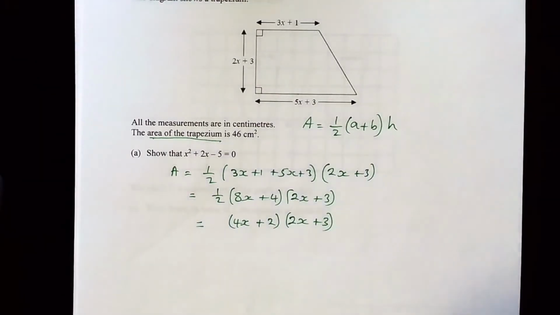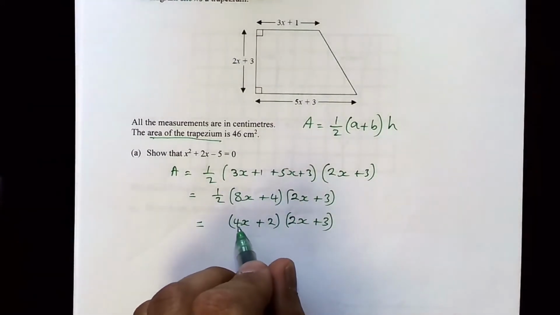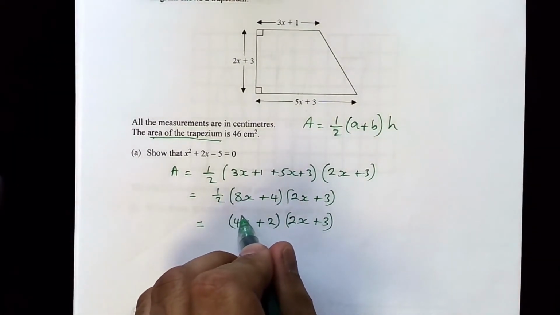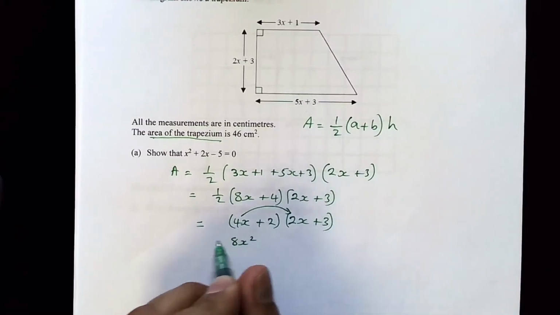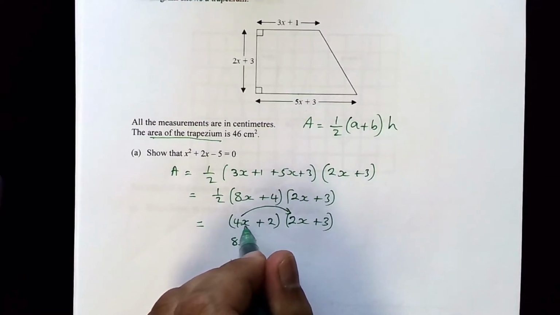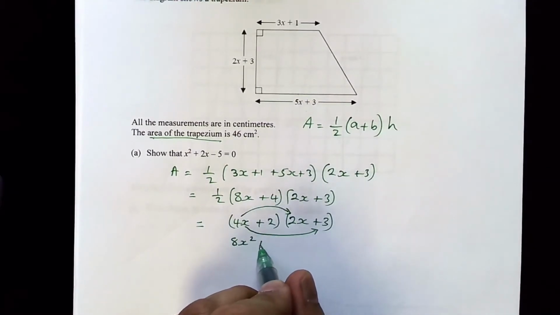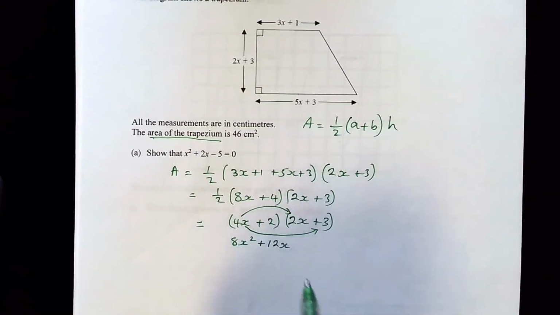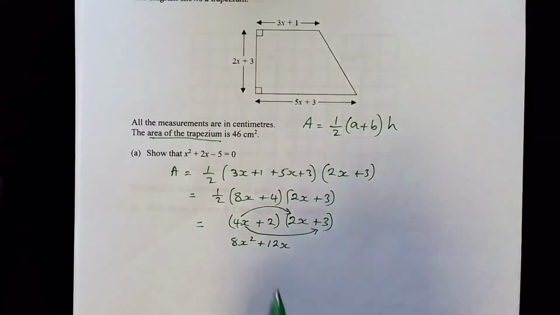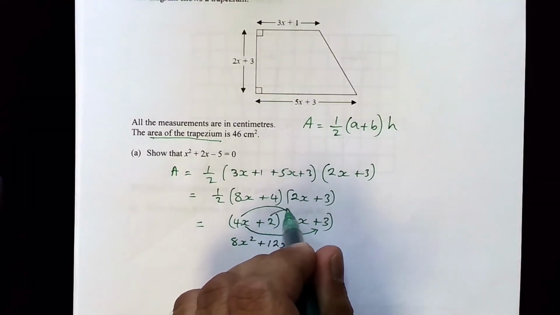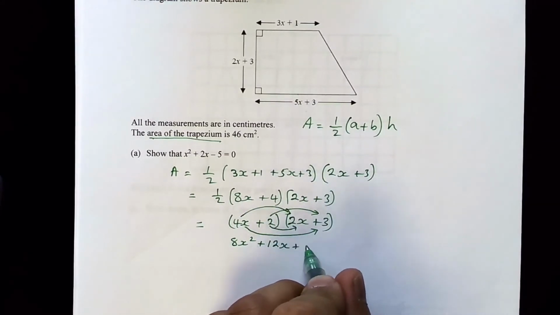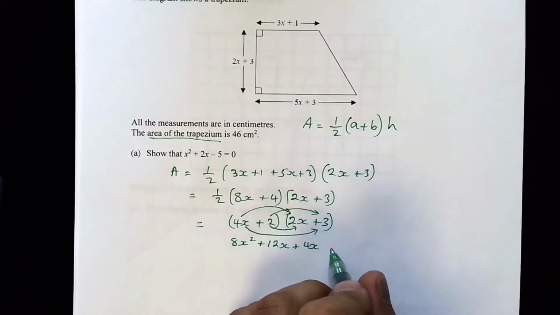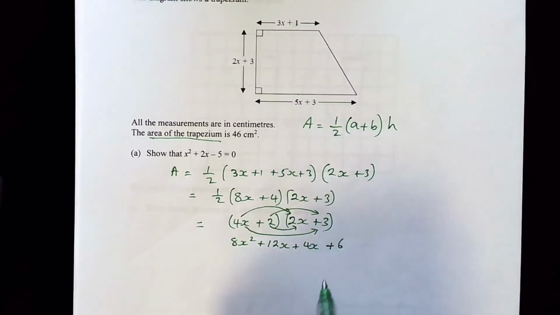And I'm going to expand that bracket out. 4 times 2x gives me 8x squared. 4x times 3 gives me plus 12x. Then 2 times 2x is plus 4x, and the last part, 2 times 3, is plus 6.